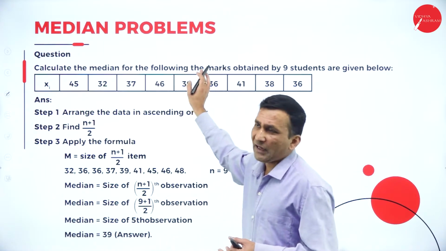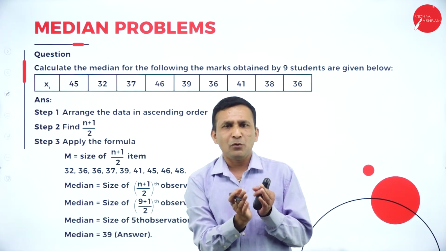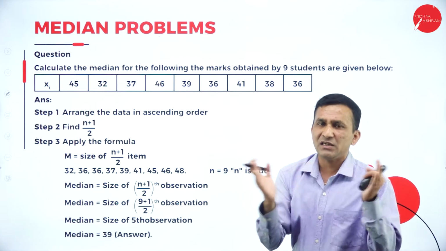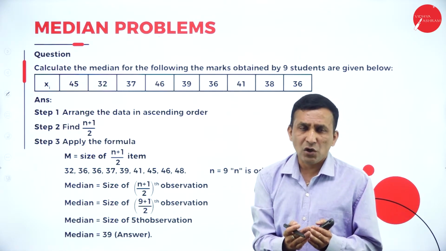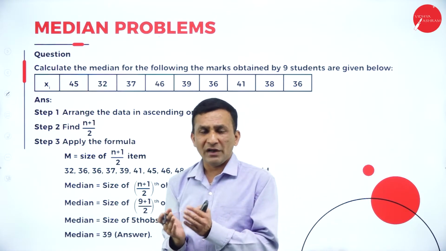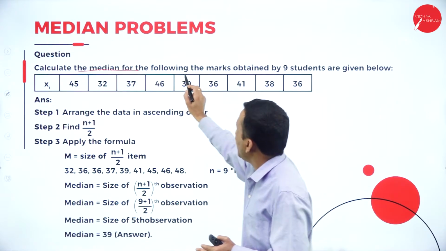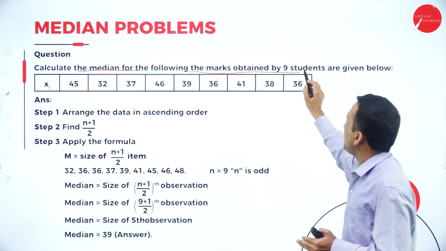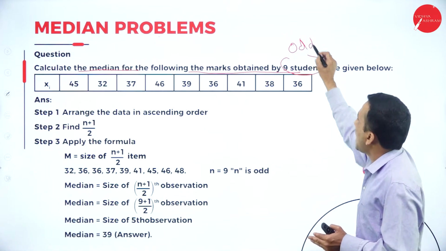Now observe very carefully. In the median problems, you will get clarity about how we split the numbers, how we solve in case of even numbers, and how we solve in case of odd numbers. Now in this problem, calculate the median of the following marks obtained by 9 students. It is an odd number.